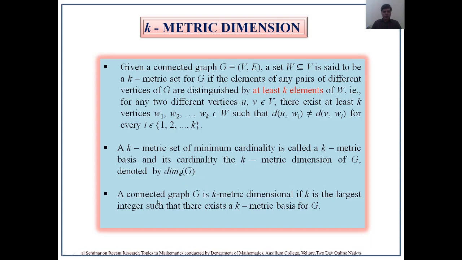Another very important result is that a connected graph G is k metric dimensional if k is the largest integer such that there exists a k metric basis for G. That means there are two problems in this. One is we have to maximize k, that is, in the representation the number of places in which the coordinates vary should be maximized, and also the number of elements in W should be minimized. So two problems need to be solved in this k metric dimension.